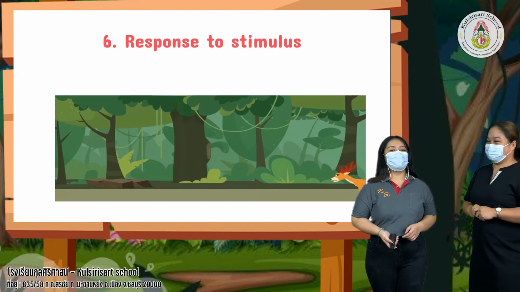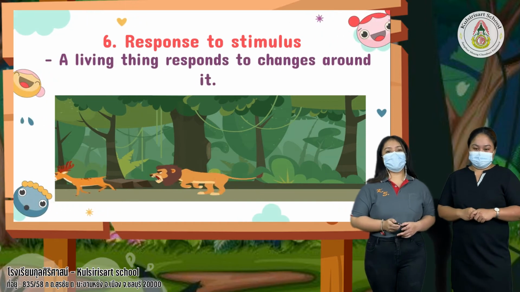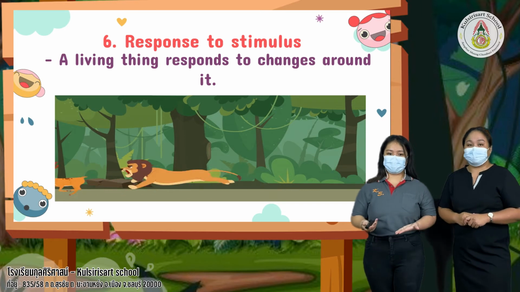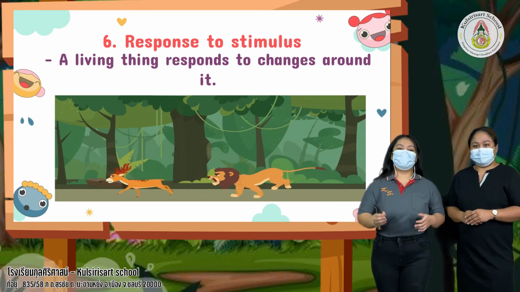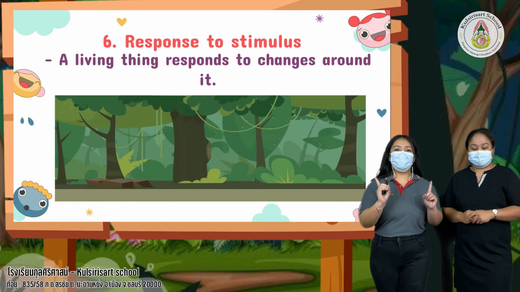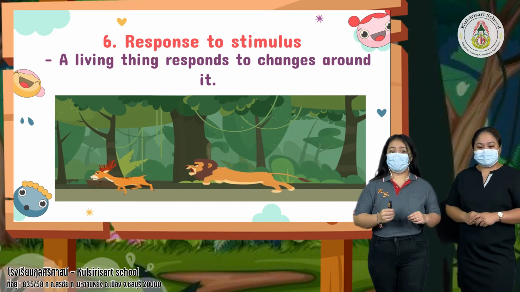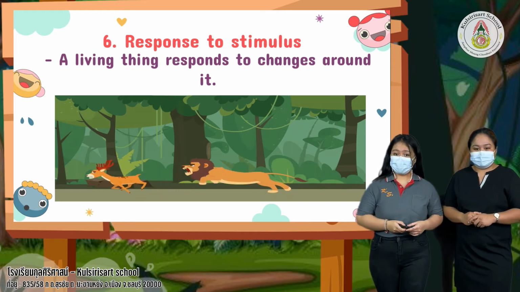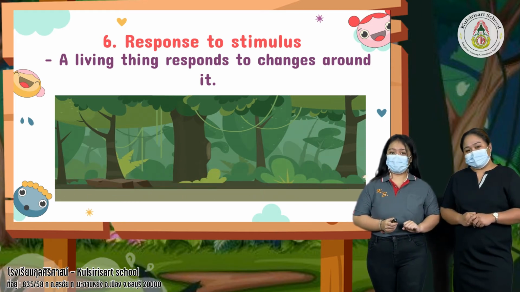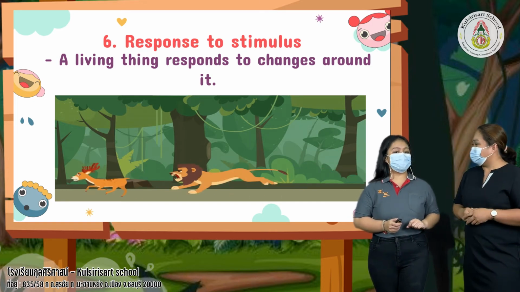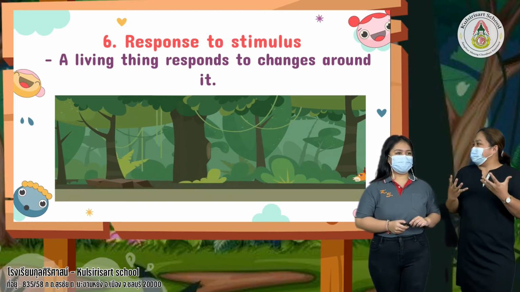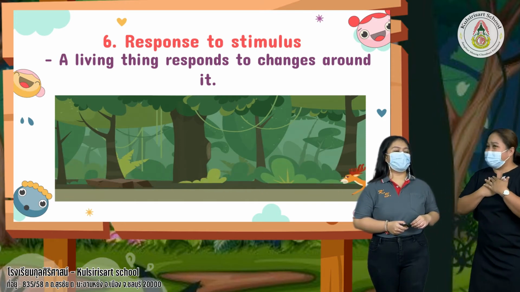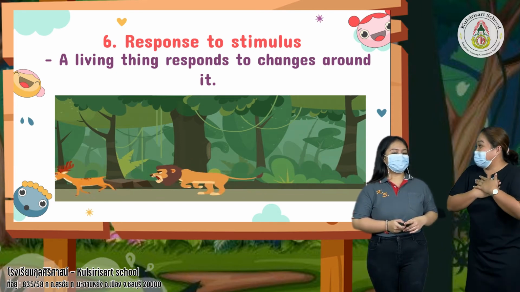Yes, I agree. The next one is response to stimulus. A living thing responds to changes around it. Just like what's in the photo, the lion is chasing the deer. Now, for the deer to protect itself, it will run far away from the lion because the lion might eat him. That's what response to stimulus means. Does it also mean that it's like a defense mechanism, teacher? Yes. For example, my mom is going to hit me. Of course, I feel scared. Yes. And then I have to run for my life.